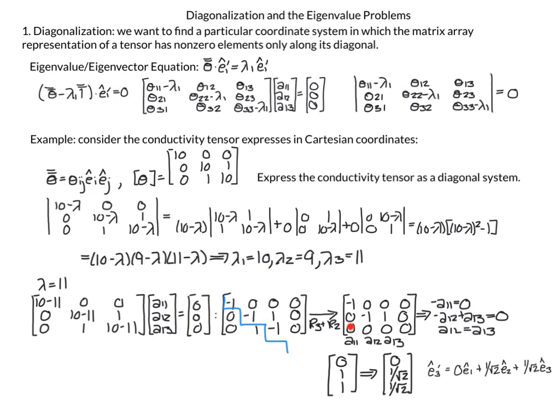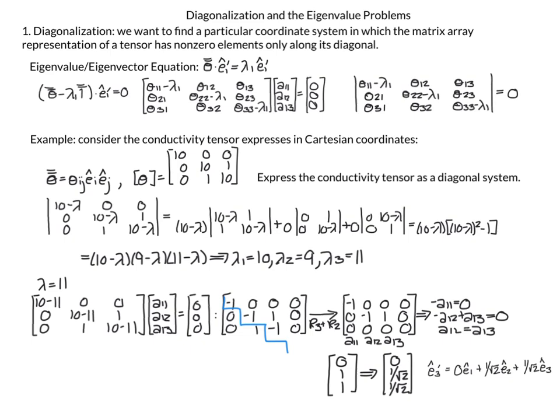So 0 plus 0 is 0. 1 plus negative 1 is 0. Negative 1 plus 1 is 0, and then 0 plus 0 is 0. This first column represents A11, second column represents A12, third column represents A13. So my first equation is minus A11 plus 0 equals 0. My second equation is minus A12 plus A13 equals 0, which implies that A12 is equal to A13, and then I have all zeros on the bottom.